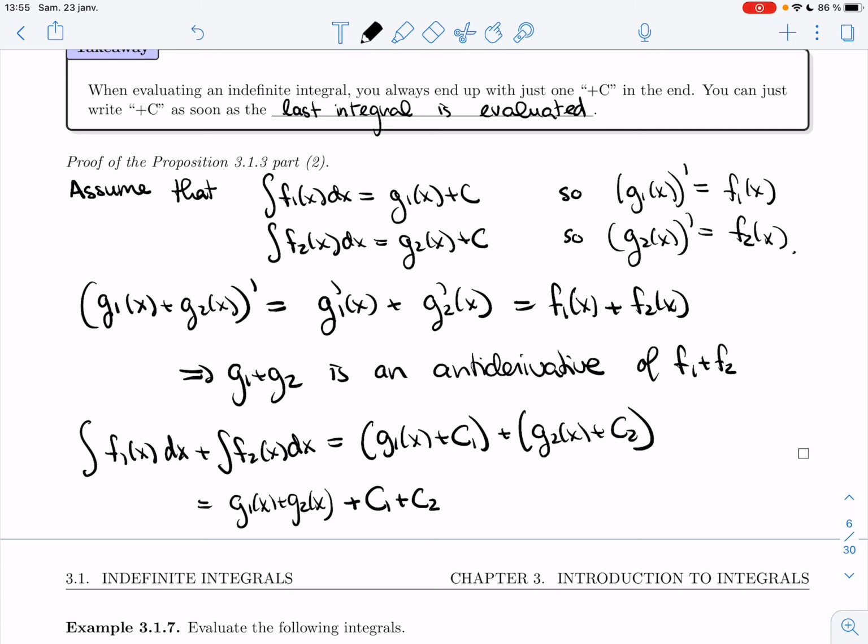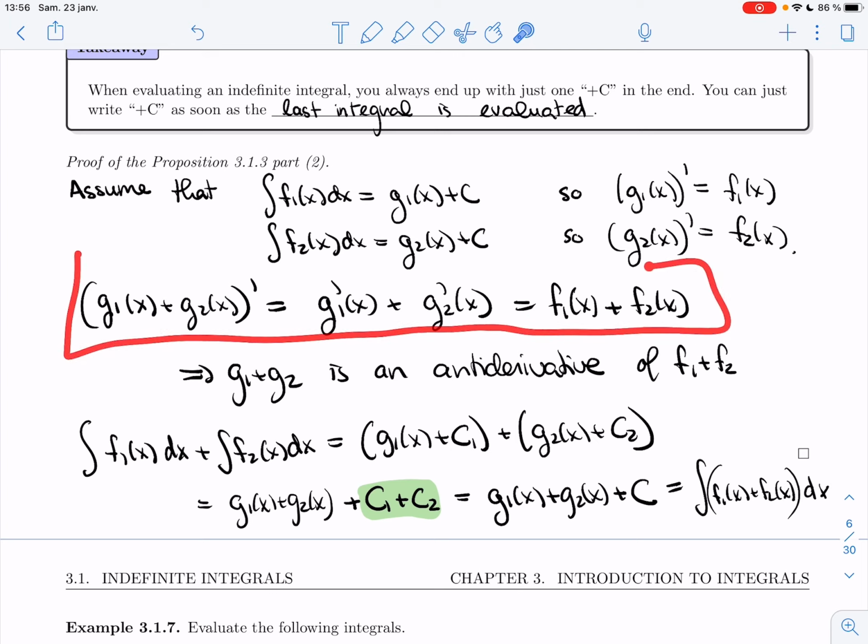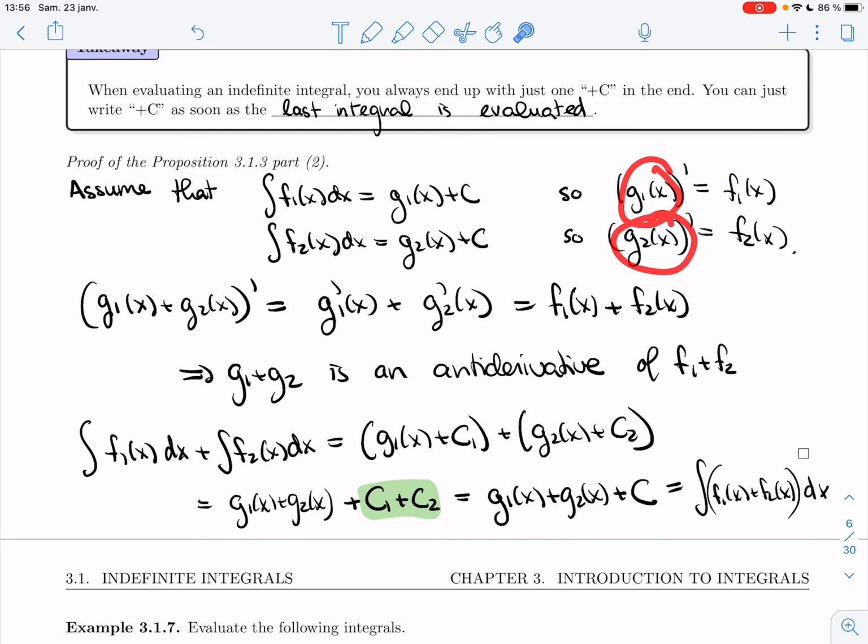All right, so what I have here, this is an arbitrary constant. I'm going to replace it by c. So I get g1 of x plus g2 of x plus c. Well, what I have is an antiderivative for f1 plus f2, and then plus c. That's exactly what happens if you integrate it. And let me put parentheses here. All right, so it boils down to this fact about derivatives, right? If I take the sum of the antiderivatives, I get an antiderivative for the sum, and then the integral will just be like that.